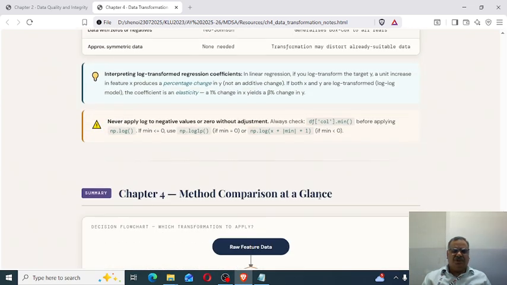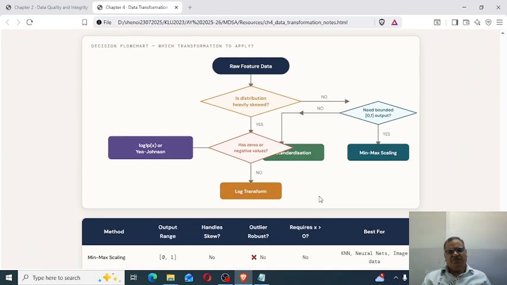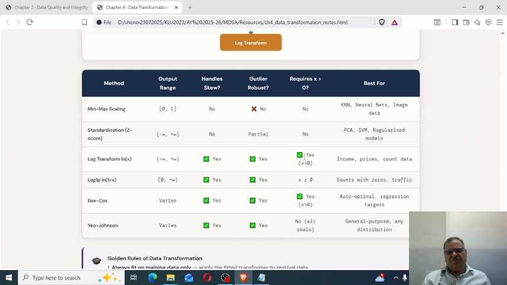So the key takeaways are: we have to check the features of the data and what type of distribution it has, and whether it is heavily skewed or not. If it has zeros or negative values, then we go for the log transformation. If it is not heavily skewed and needs to be bounded between 0 and 1, we can go with min-max scaling or standardization with the z-score. So this is the summarization.